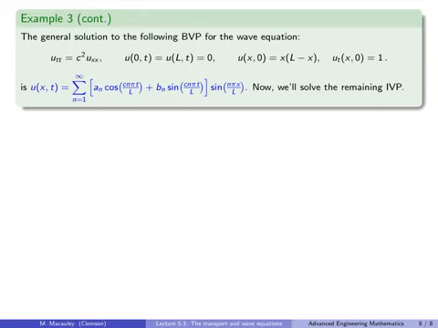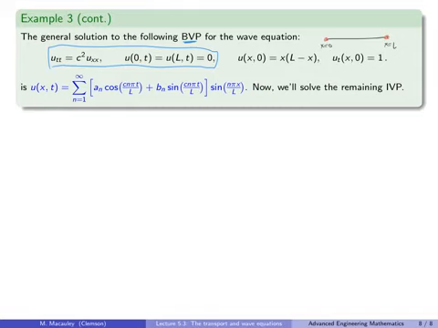We ran out of room on the previous slide, but what we did is we found the general solution to the following boundary value problem for the wave equation, and that's this PDE right here, u_tt equals c squared u_xx, and these two boundary conditions. Together this represents all possible waves on a string or wire of length L, so this is x equals 0, x equals L, given the fact that the endpoints have to be fixed.